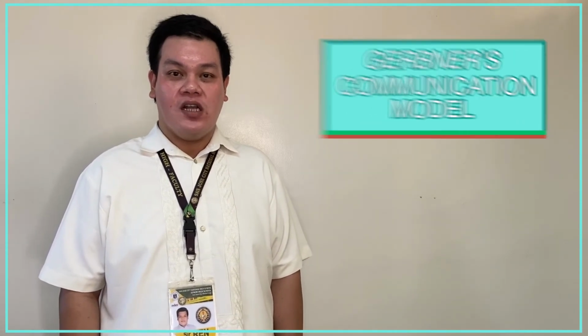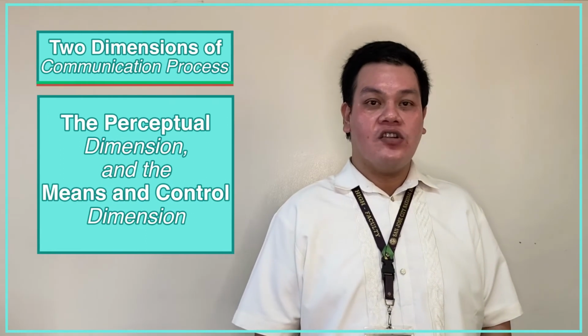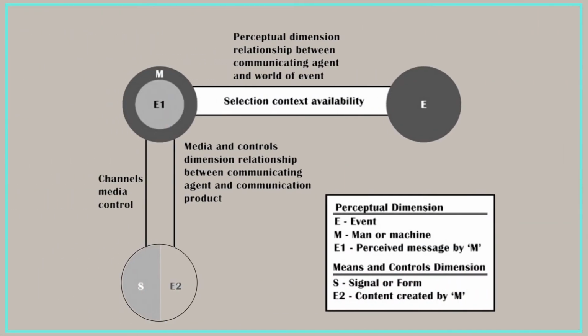The fourth model is the Gerbner's communication model. This model proposed two dimensions of the communication process, the perceptual dimension and the means and control dimension. This is the Gerbner's communication model diagram.